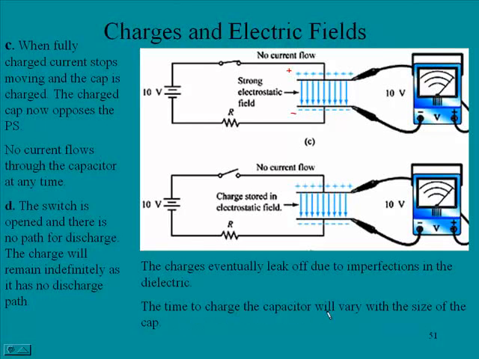The time to charge the capacitor will vary with the size of the cap. And so after the charge has taken place, here we see the voltmeter. We have the meter across the cap. We see the 10-volt charge, but in this case, there is no path for current or for discharge.